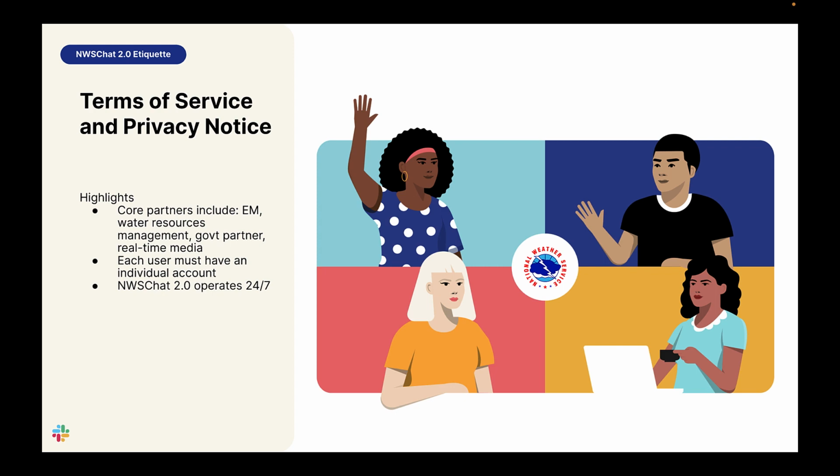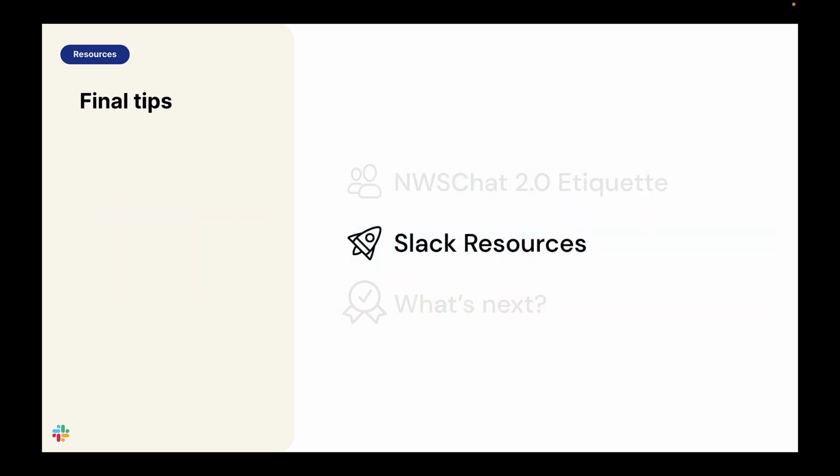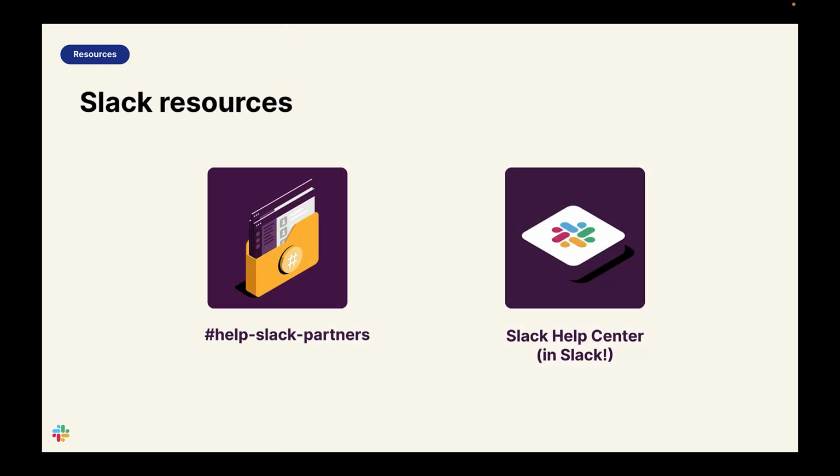If you need immediate support, I'd like to review where you can turn for help. Let's check out some Slack resources. Navigate to the Help Slack Partners channel right within Slack for support. You can find it on your sidebar. This is a great place to start if you need any sort of administrative help. This might include getting help with your account, getting added to a private channel, or getting support around training.